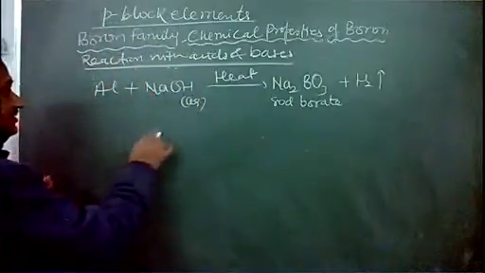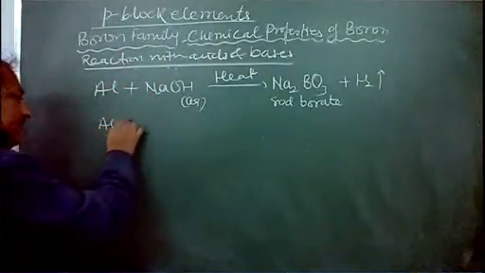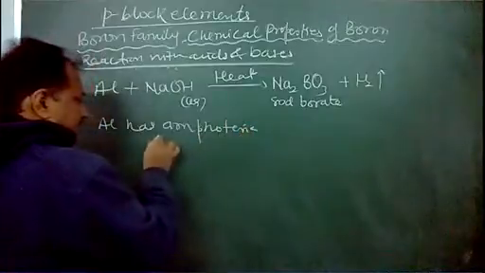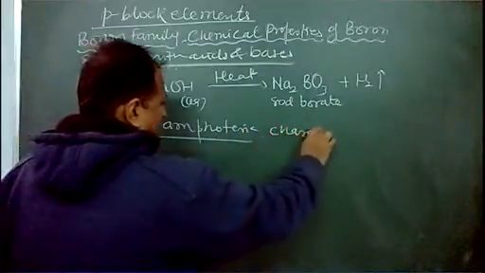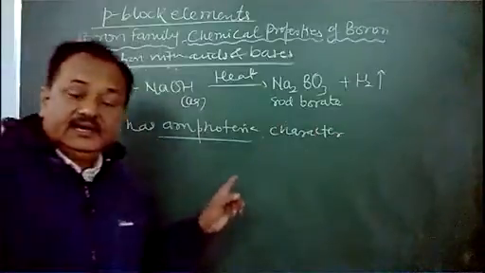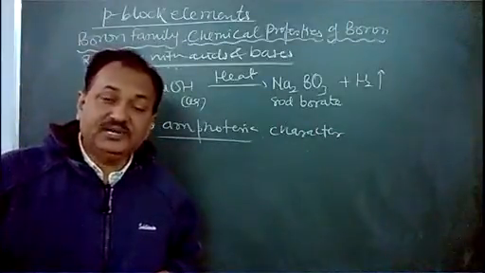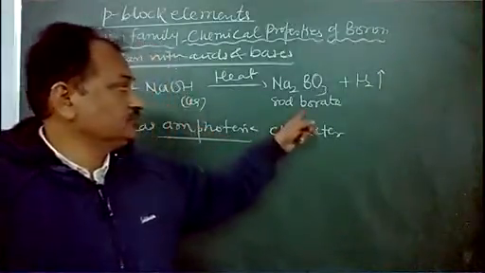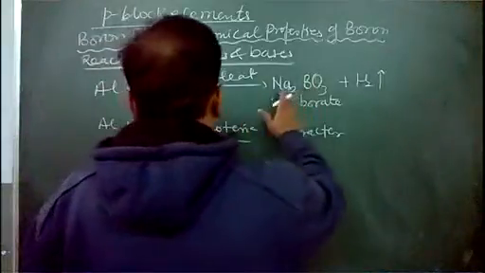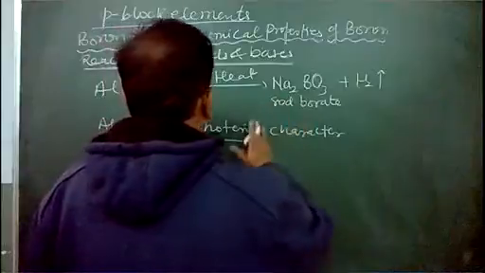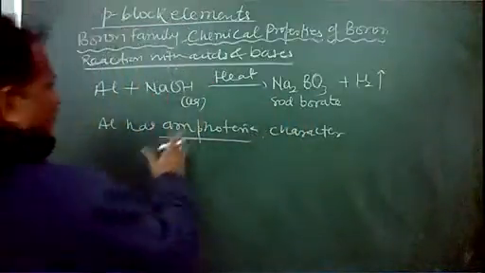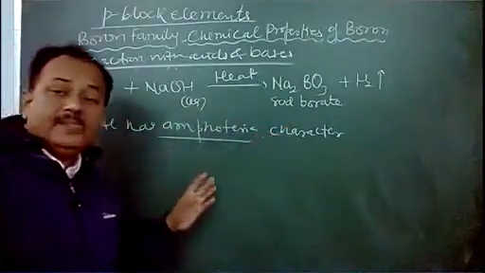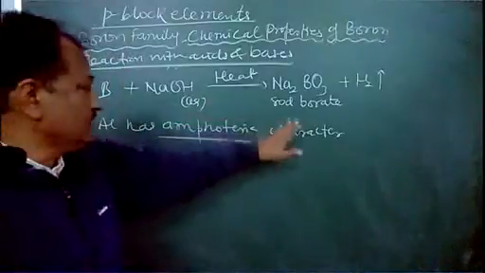So now this indicates that aluminium has amphoteric character. Amphoteric character means tendency to react with acid as well as with base. Here, aluminium has reacted with sodium hydroxide to form this. Boron forms this. So boron forms sodium borate.